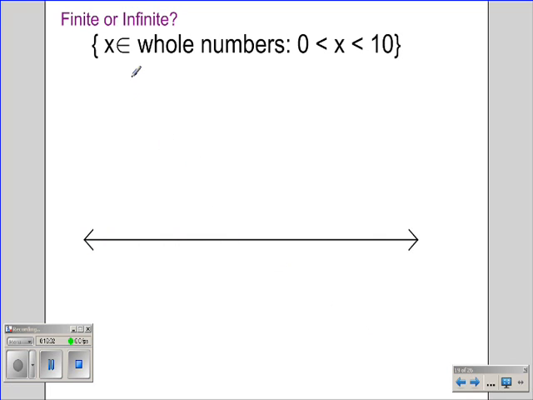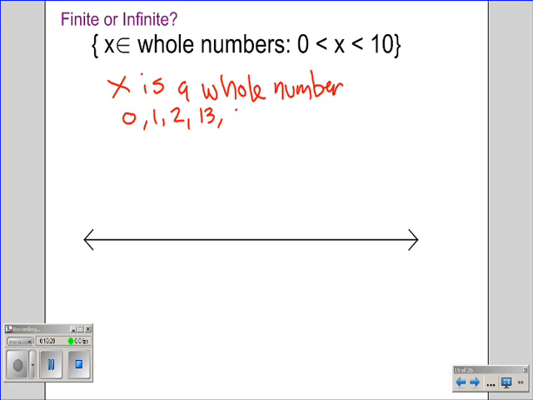So the question again, finite or infinite? Let's read this together. What this says is that x, or some number, is an element of the whole numbers. So what this is saying is that x is a whole number. So it's only those numbers. For example, x could be 0, it could be 1, it could be 2, it could be 13, it could be 479, it could be 1,073,421. It could be any of those numbers.